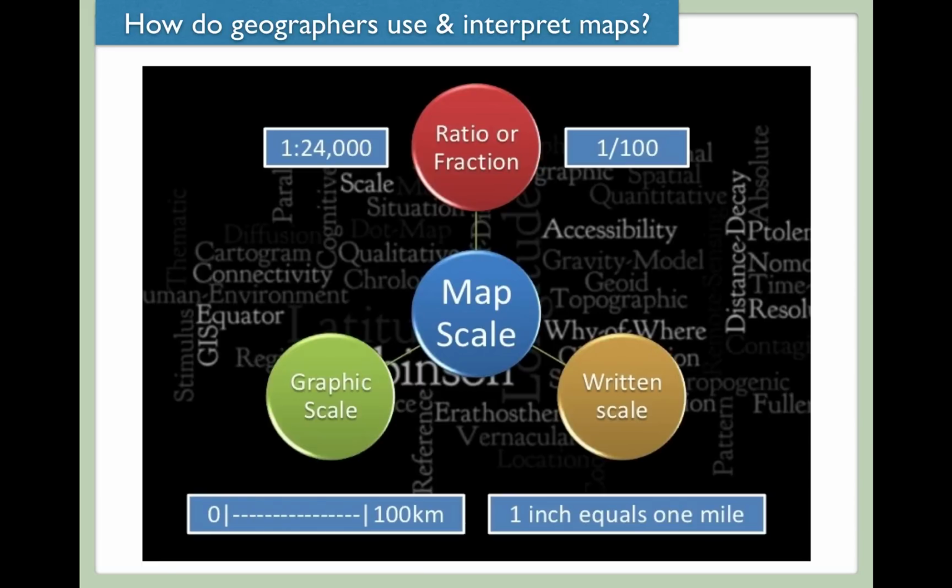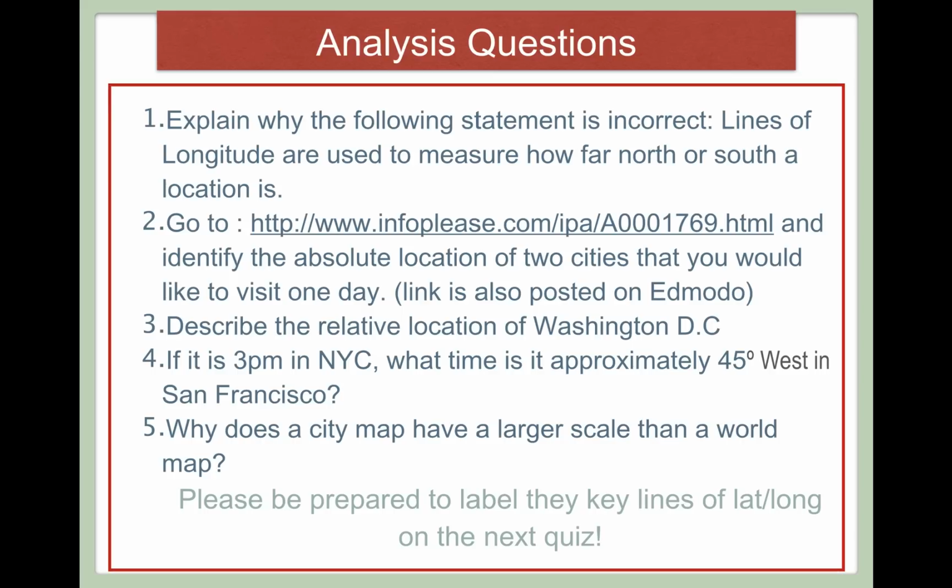There are different ways to depict that scale. This is very straightforward. You can depict it as a ratio, so 1 inch is to 24,000 miles, or a fraction, 1 inch is to 100 miles. You could do it graphically, where you show how far something is and say that it's 100 kilometers. Or you could just write it out: 1 inch equals 1 mile. There are all different ways that geographers and cartographers describe the difference between what's shown on the map and what's shown in the real world.